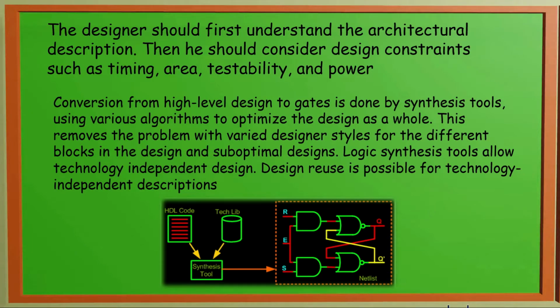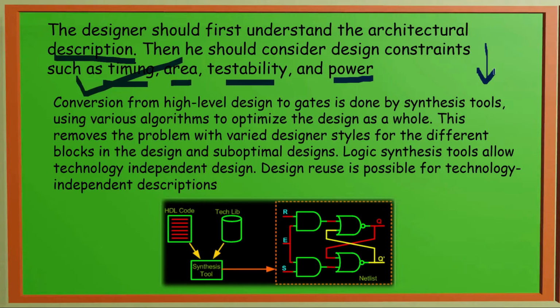So what we have to do as a designer, first we have to understand the architectural description of our program. Then we have to consider the constraints: timing, area, testability and power. Power consumption is a very important parameter. Area is also very important, and timing synchronization is also very important, which we will discuss about clock in some time. For power, we have to use less power and give more output.